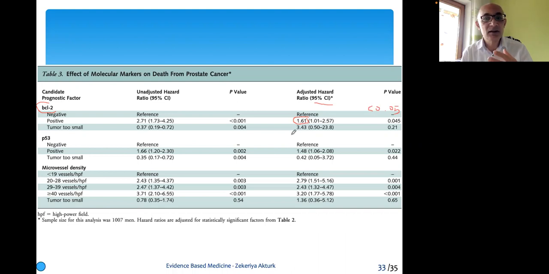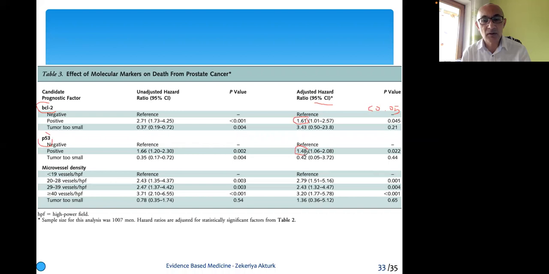Does this make clinical sense for you? Is it clinically important, 1.6 times? If you have a positive BCL2, there is an adjusted hazard of 1.6 times. Yes, I would say it should be accepted as important, I think, because of course, if it is much higher, like the P53, for example, another marker, its positivity is lower.